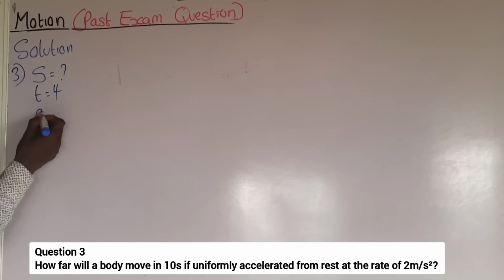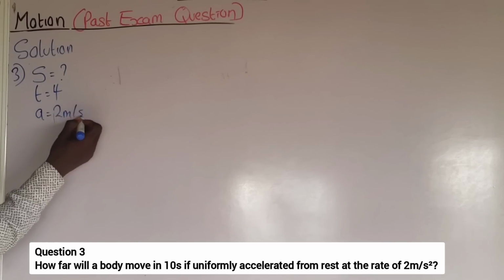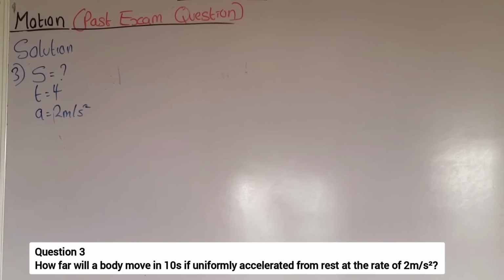Okay, in 4 seconds if uniformly accelerated from rest at the rate of 2 meters per second squared. So acceleration is what? 2 meters per second squared. Now uniformly accelerated from rest, so that means that u will be what? 0. You understand? u is 0 because the body is at rest. So here u equals 0.